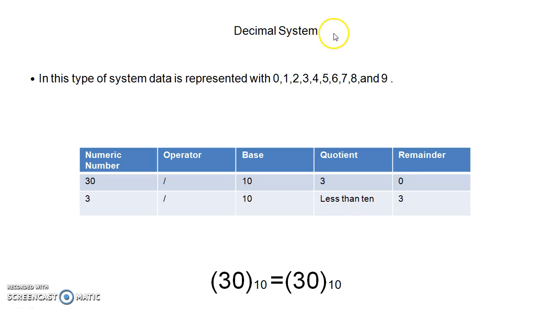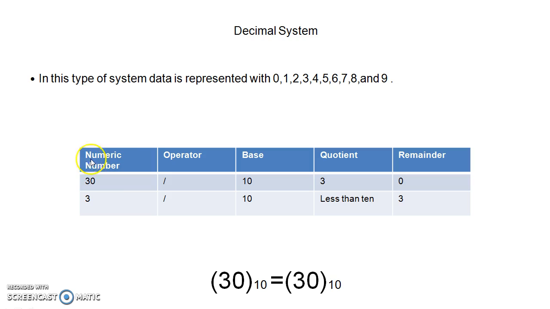Now the decimal system. Deca means 10. In this type of system, data is represented with 0, 1, 2, 3, 4, 5, 6, 7, 8 and 9. Total 10 numbers starting from 0 to 9.